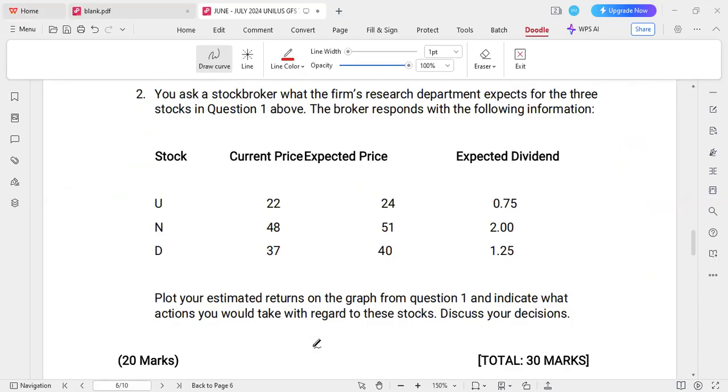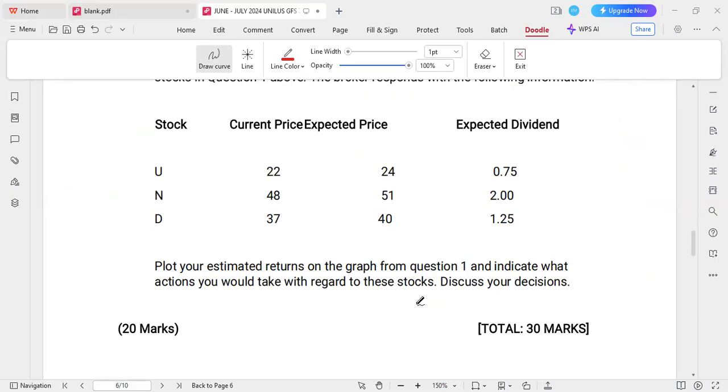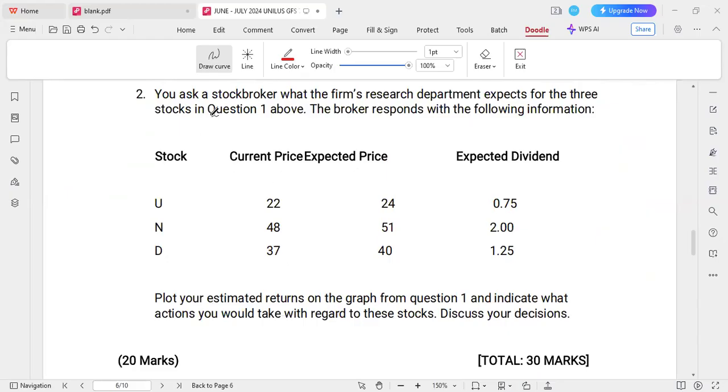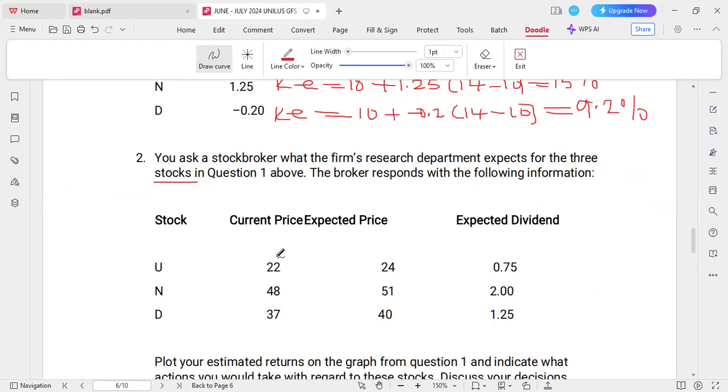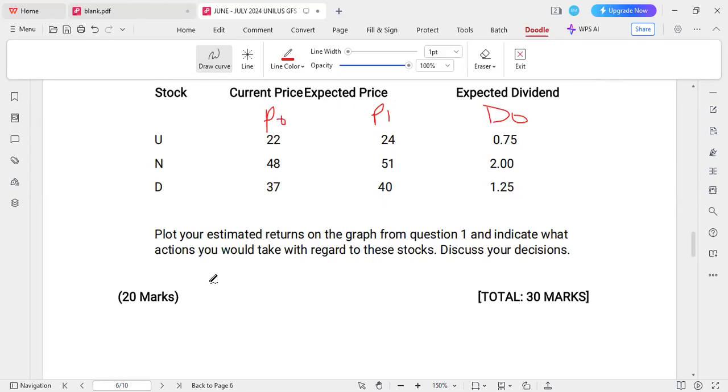So getting down to the other question here, we are a stockbroker. What the firm's research department expects for the 3 stocks in question. Stockbroker responds with the following information. So current price, expected price, this is P1, P0, and this is the dividend. So we want to find the holding period return. This one is called holding period return.